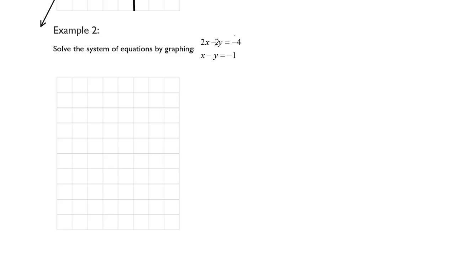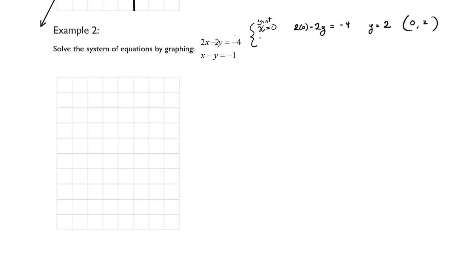We have 2x minus 2y equals -4 and x minus y equals -1. I am going to once again go through the process of graphing both equations. When x equals 0, that will be my y-intercept. And so I can substitute that in. That would be 2 times 0 minus 2 times y equals -4. And so y is equal to 2. So my first coordinate point, the y-intercept, is at 0, 2.